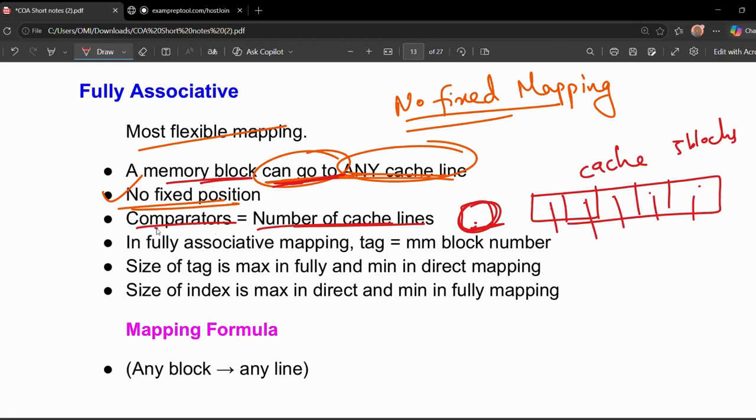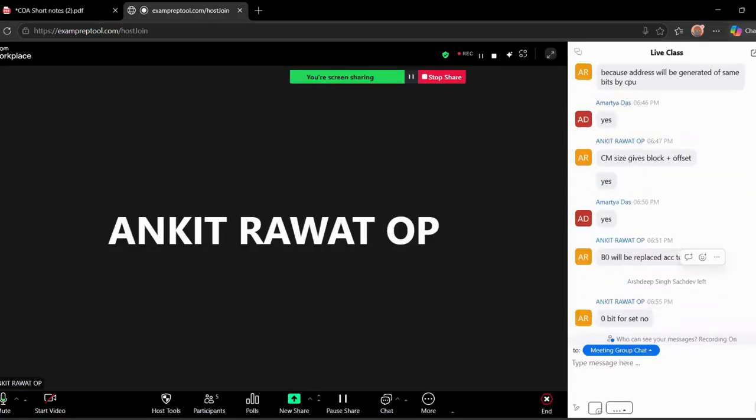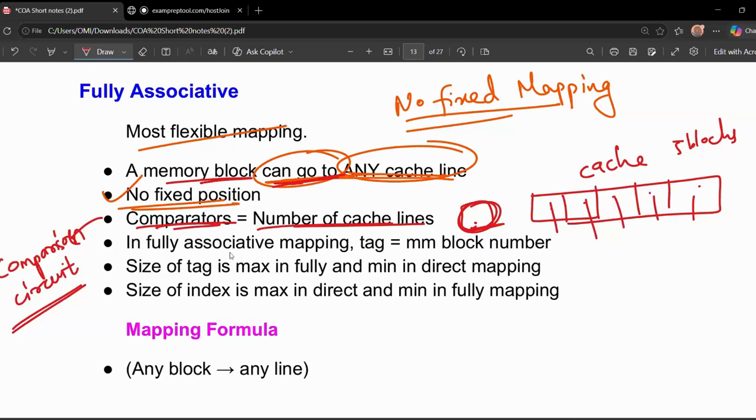So the total number of comparators, meaning comparison circuits, will be the total number of cache lines. I think the hardware part is not that important, so you can skip that point. The comparison circuit required is the total number of lines, because you have to compare this with this.